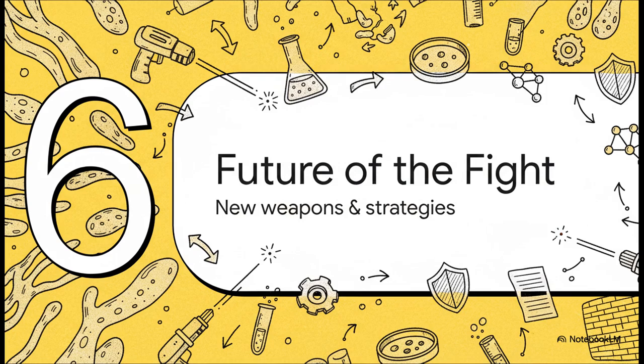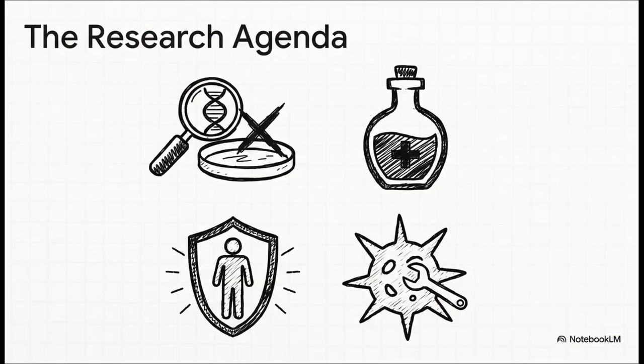Now, while those 5 pillars are our best strategy right now, the fight is far from over. Researchers all over the world are working on new weapons and new tactics to try and improve the outcomes for this devastating disease. So the to-do list is pretty clear. We need faster diagnostics that don't rely on the slow process of growing the fungus in a lab. We absolutely need better drugs.